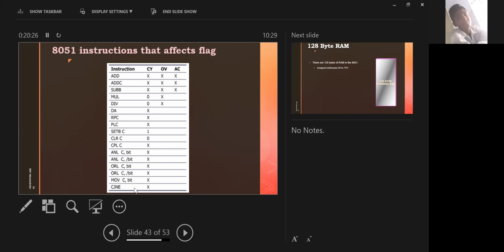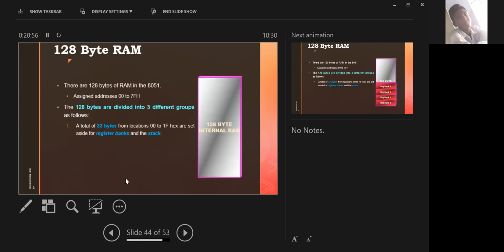Clear, ANL, ORL, and MOV, and then carry. These are some of the instructions which affect those flags: overflow and auxiliary carry, division or multiplication, subtract, addition with carry, add. So all these instructions affect the flags, mainly carry, overflow, and auxiliary carry. Right. So then there are 128 bytes of RAM, which is random access memory, in the 8051.